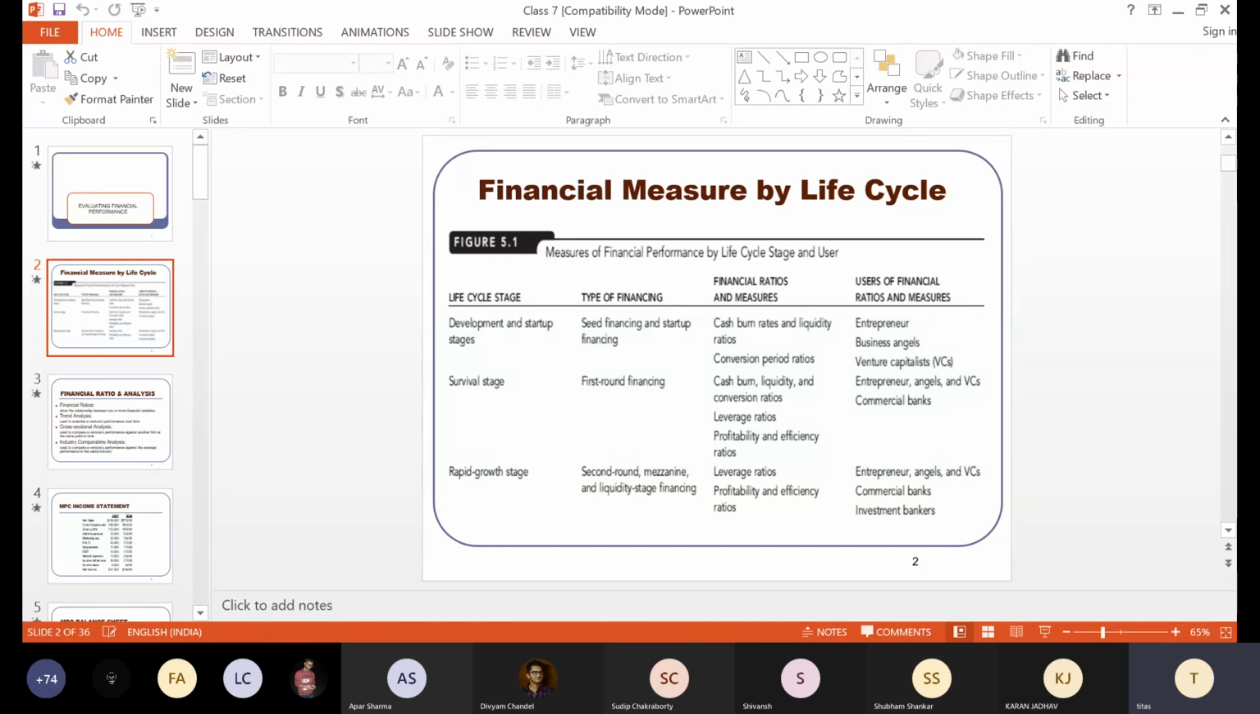So there, what are the kinds of ratios? Again, if you look at it, you will find who are the users of those financial ratios? Who are providing capital at that stage? They are going to be the users only, those stakeholders. So who are those stakeholders at this stage? Entrepreneurs, angels, VCs, as I mentioned.